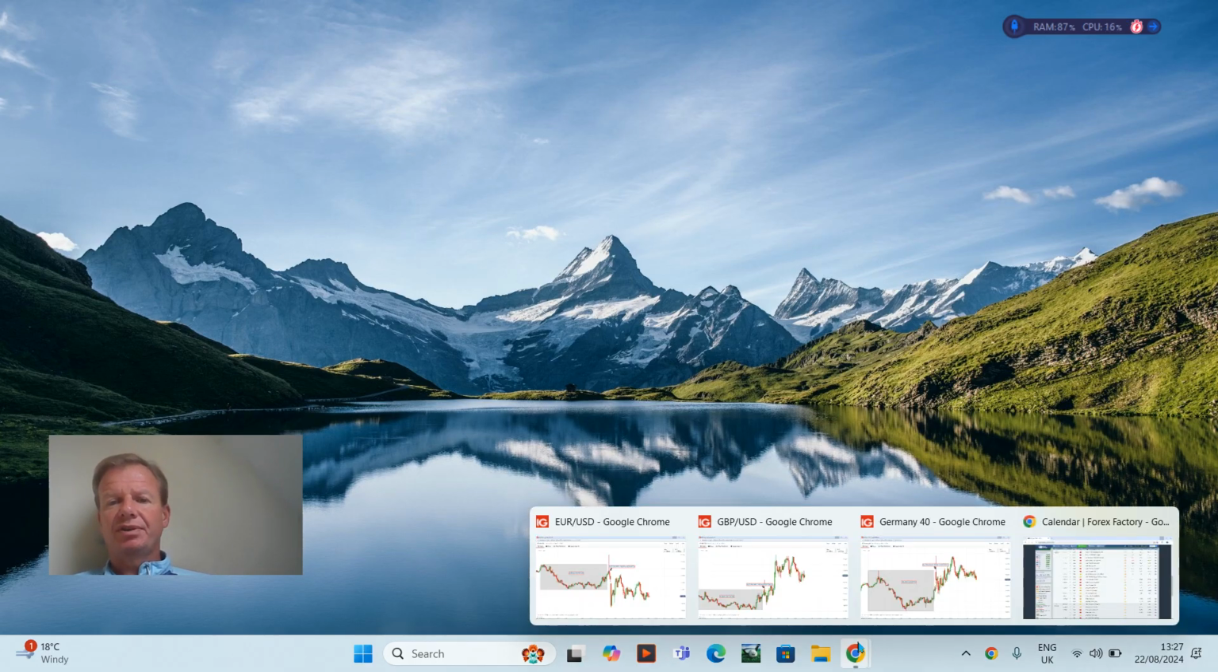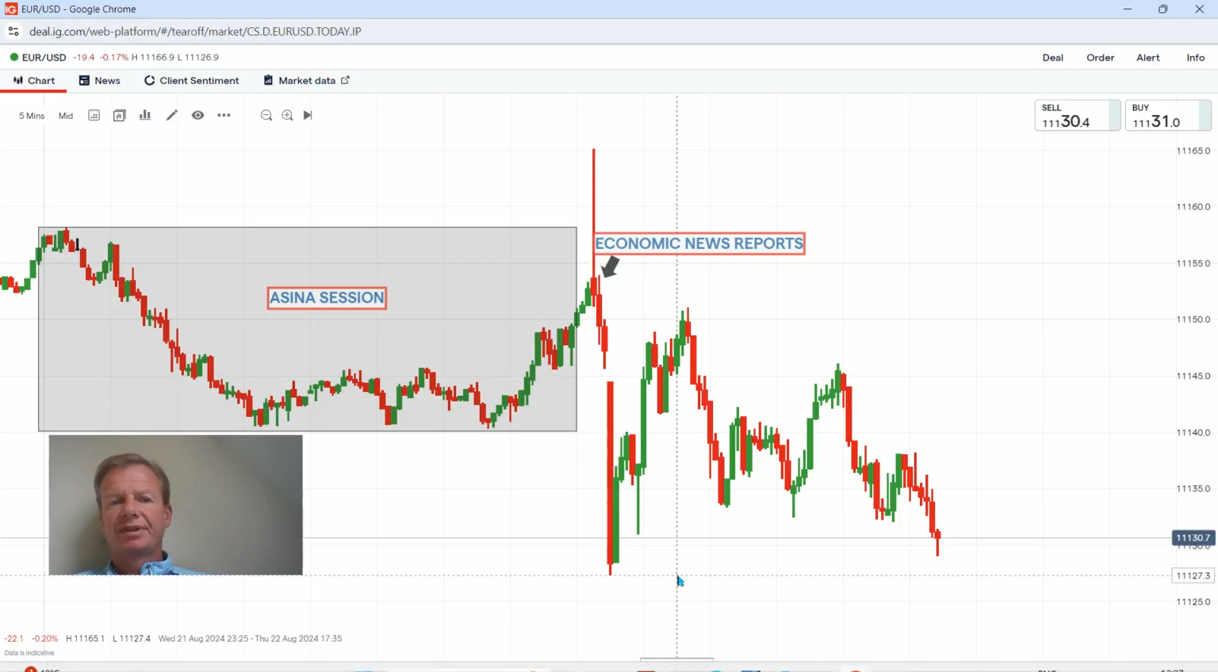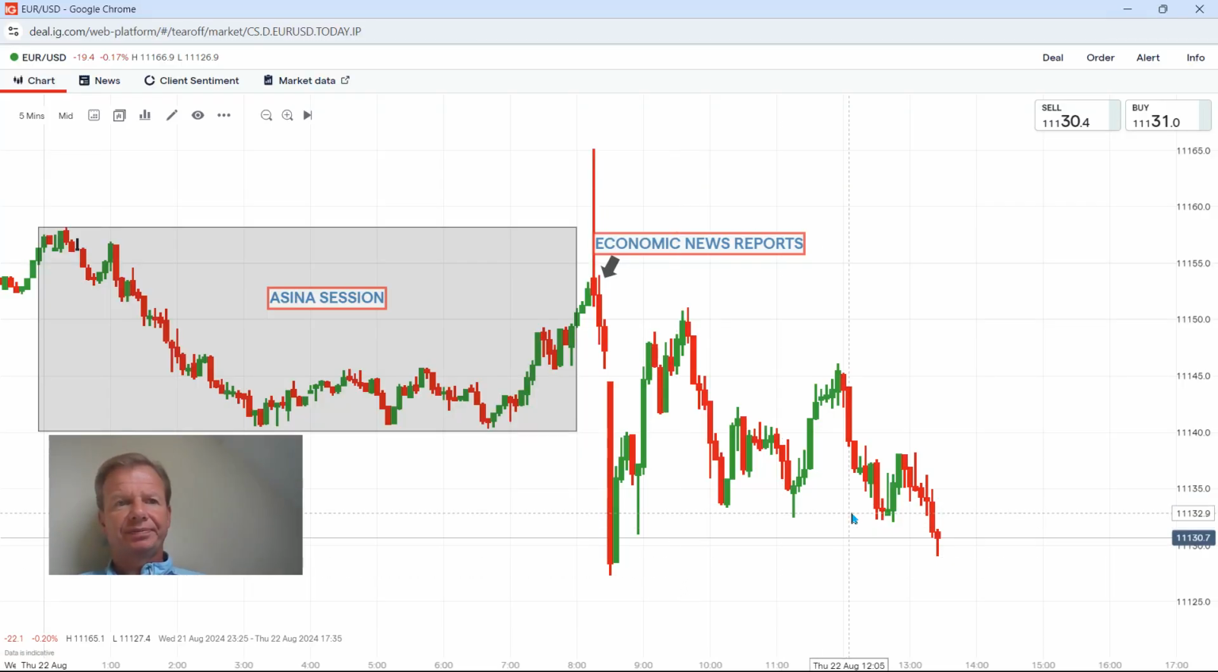On the charts here, we've got the Euro US, and I use 5-minute candlesticks. And as you can see, this is the Asian session here, by the way, and I tend to trade the breakout from it. This runs from midnight to 8 o'clock in the morning UK time, when the London session takes over.